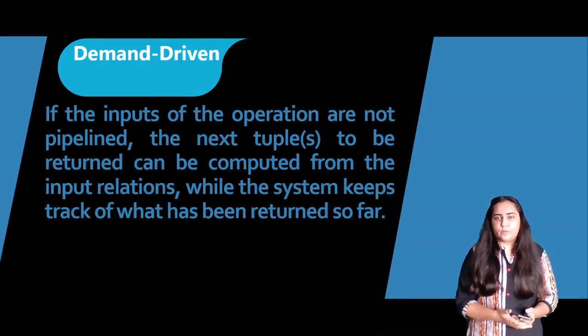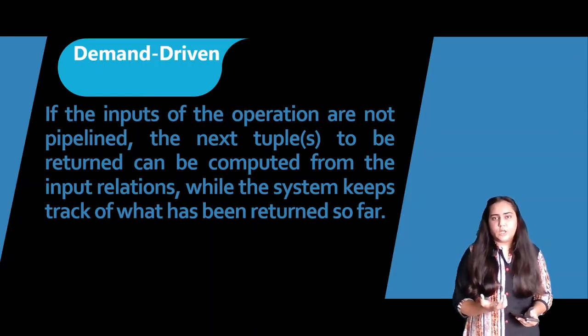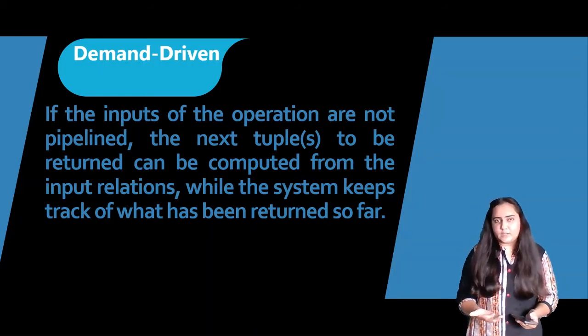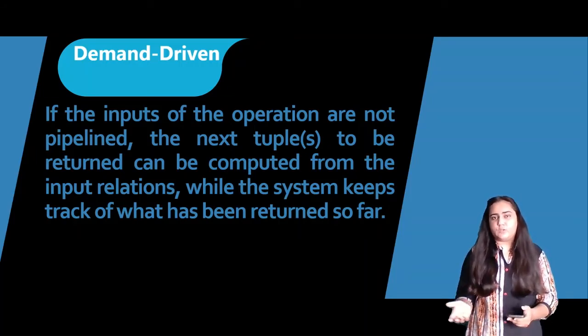If the inputs of the operation are not pipelined, the next tuple to be returned can be computed from the input relations, while the system keeps track of what has been returned so far. So it's possible sometimes that the inputs of that operation are not supposed to be displayed anywhere. Then you can just start computing the rest of the inputs and wait for the system to finish that and then return that input.